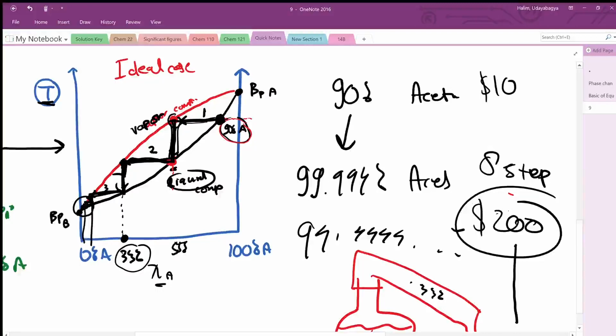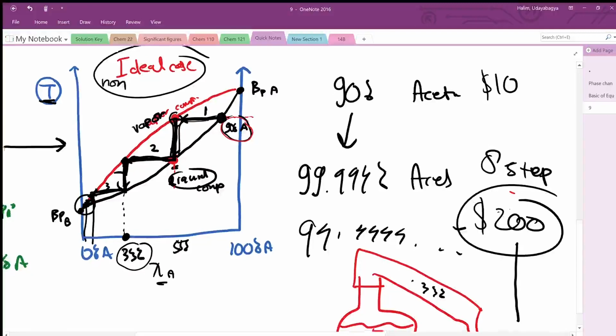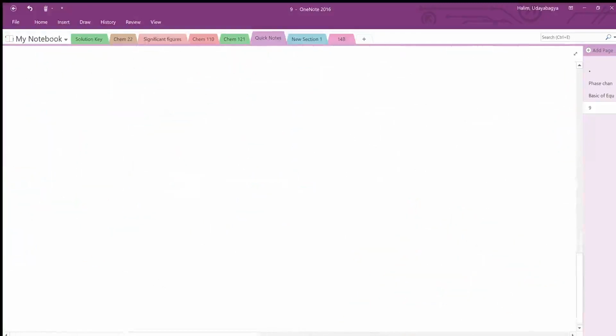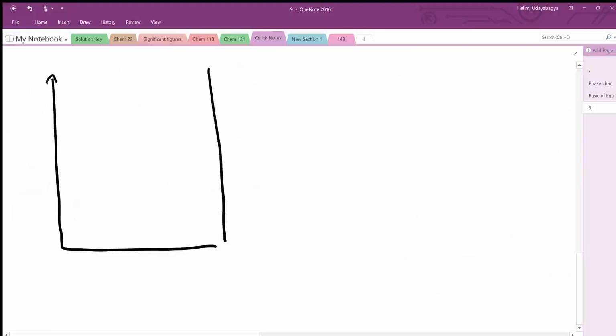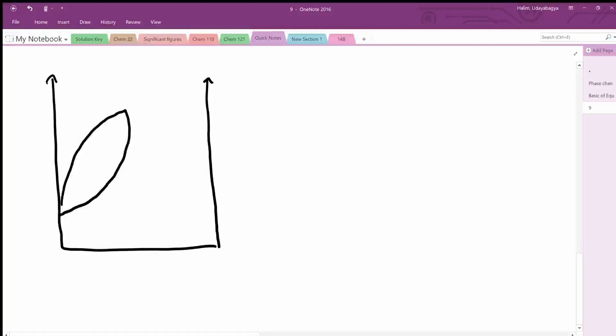Okay, let's kind of move on to another case where the case is non-ideal. And non-ideal is just non-ideal, so there's infinitely many ways that a solution can be non-ideal. So I'm just going to choose one, and specifically I'm going to choose an azeotrope in this case. So suppose that I have an azeotrope that looks like this.